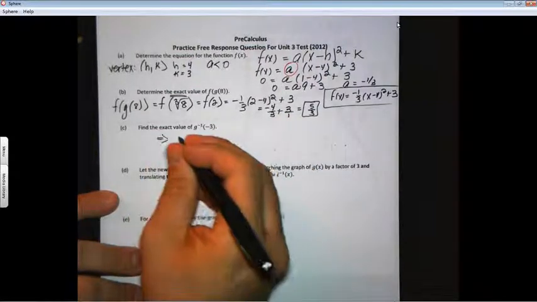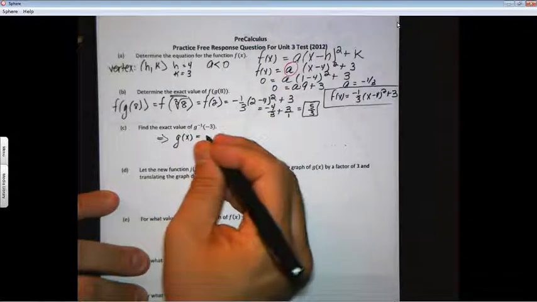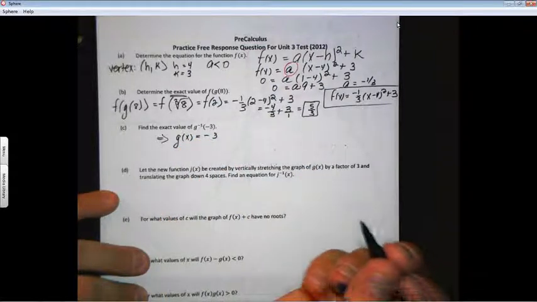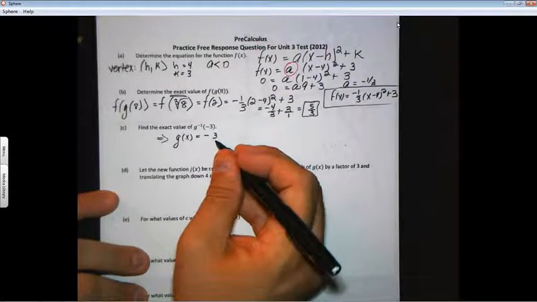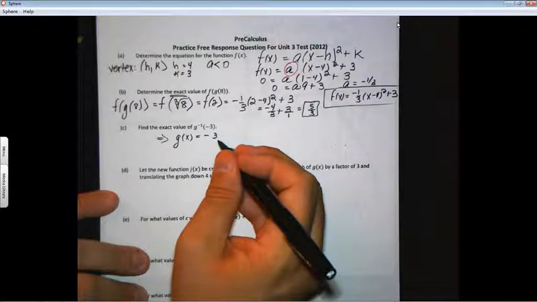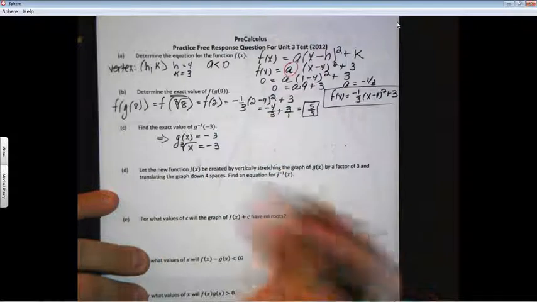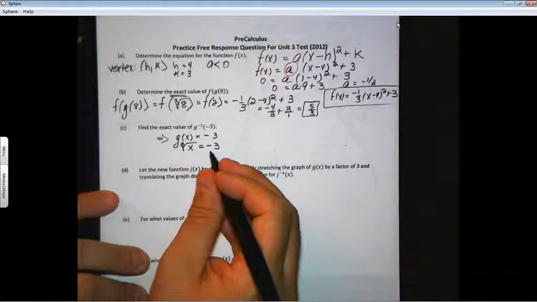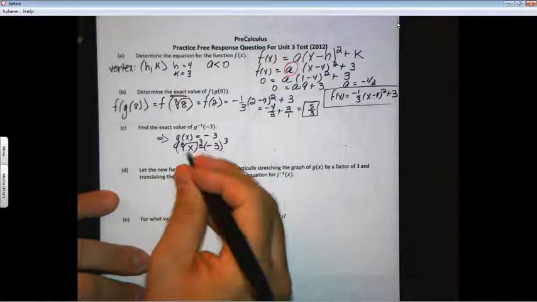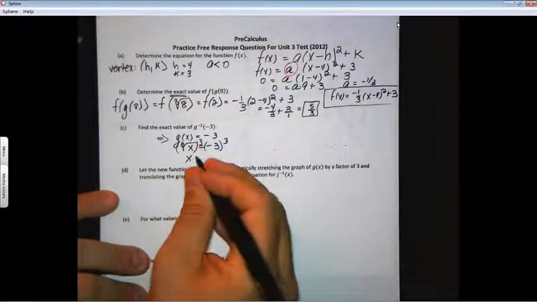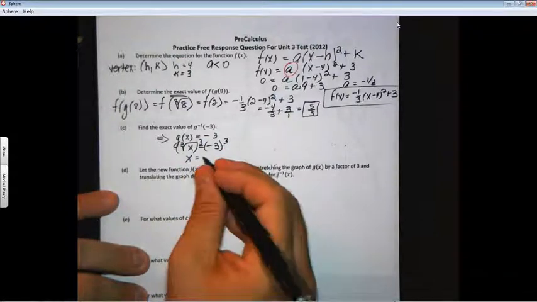Part C, find the exact value for g inverse of negative 3. Now, when I work with the pre-calculus students, and even with the calculus students, and even when I'm doing a problem like this myself, this inverse notation, g inverse of negative 3, is the same thing as asking the question, what value of x makes the function g equal to negative 3? These two notations mean exactly the same thing. I prefer working with the second version.